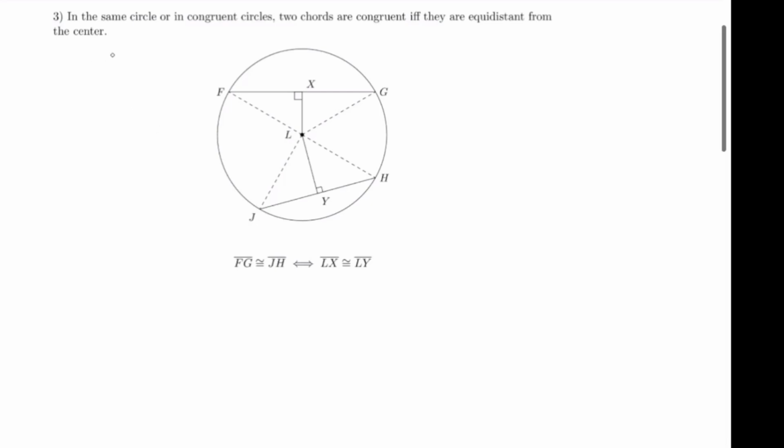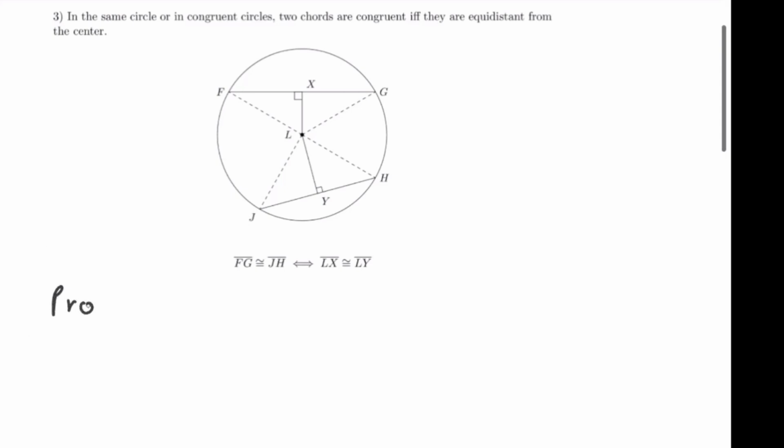Right, so in the same circle or in congruent circles, two chords are congruent if and only if they're equidistant from the center. So we're basically going to prove that FG is congruent to JH if and only if this perpendicular distance between the center and that chord is congruent to the perpendicular distance from the center here to this chord JH. So let's go ahead and prove this.